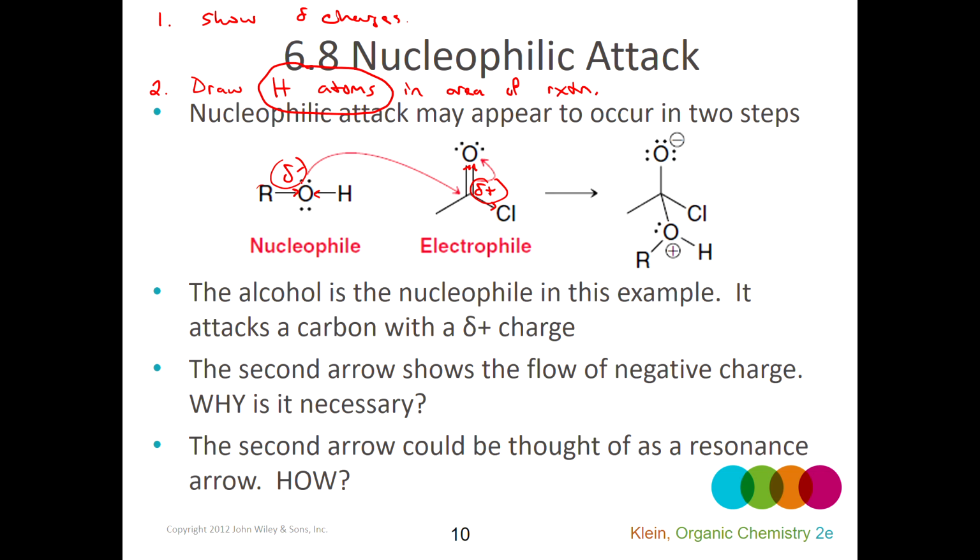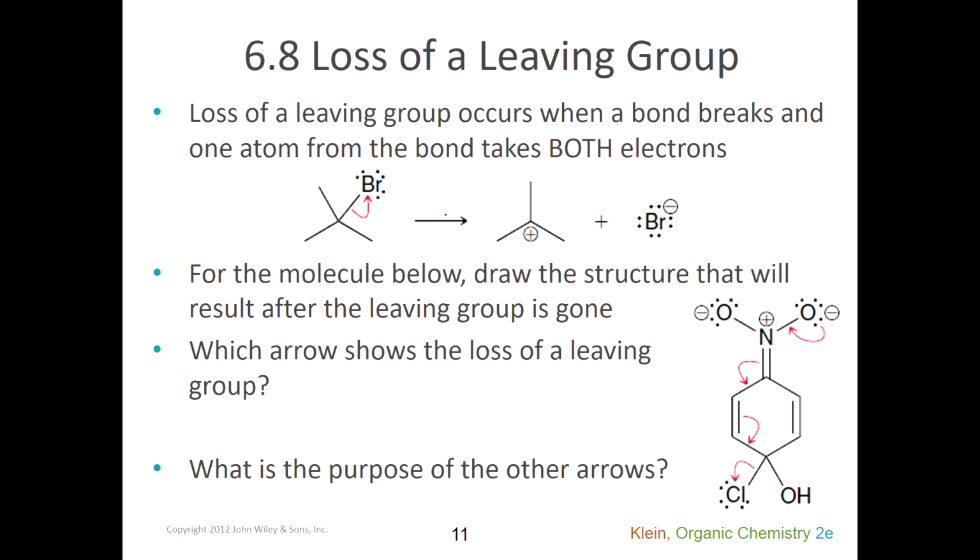Since the arrows show electron movement, putting in the charges also helps us to see this arrow is not going to go in the opposite direction. The arrows show electron movement. Electrons are not going to go toward a negative. They're always going to go toward a positive where they're attracted. So that's also another helpful hint. All right, so that's nucleophilic attack. We're going to see a lot more examples of that, obviously, moving forward.